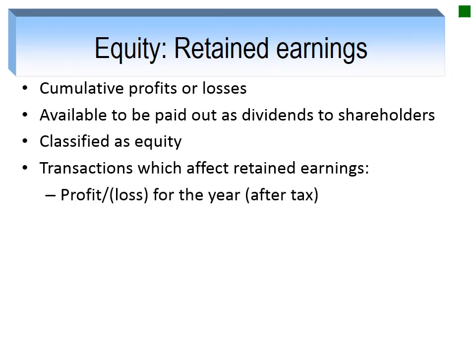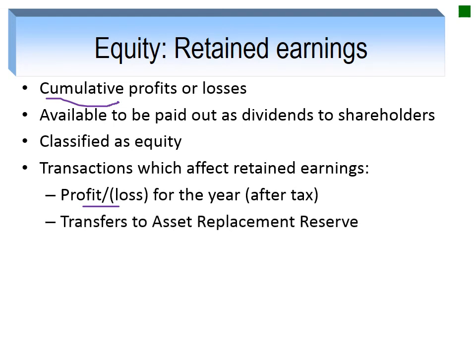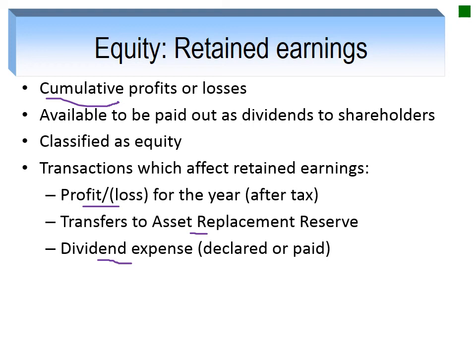We could have a profit or loss for the year after tax. That's the first transaction that affects retained earnings. The profit or loss for the year gets added to the cumulative profits or losses. We could make a transfer of retained earnings to an asset replacement reserve. We could also pay out or declare dividends that would come out of retained earnings. And as I said, you will see this in examples as we go along.